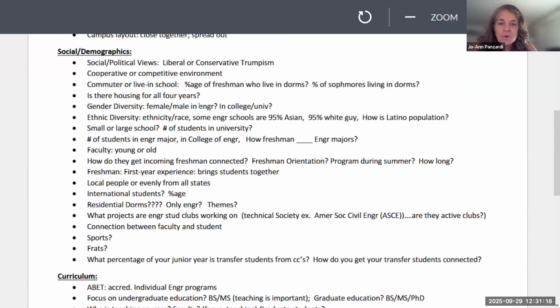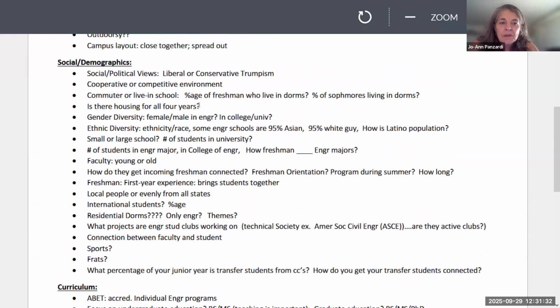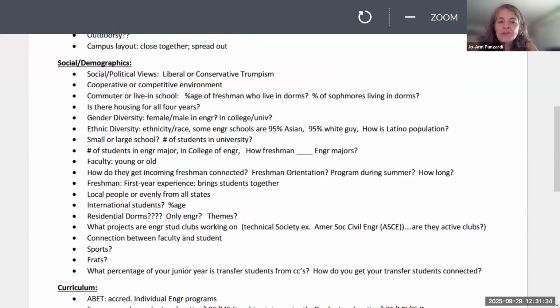Okay. What's the percentage of women at their engineering school? Is it 20% or is it 50%? There are schools across the country that really have diversity in terms of male and female. And how about ethnic diversity? These are all things that you can look at and determine whether they're important or not to you.